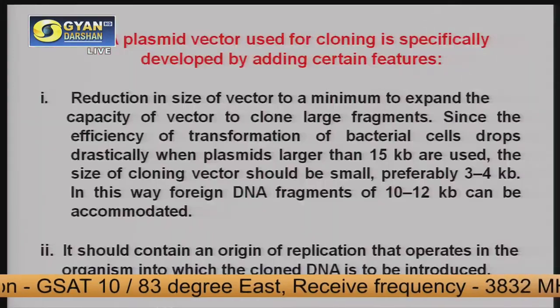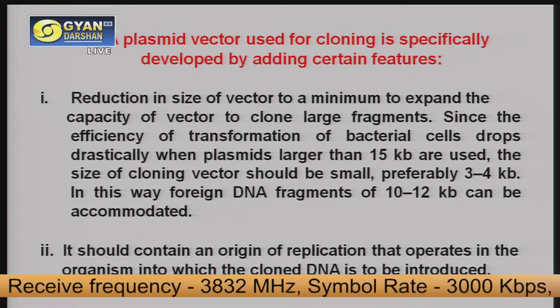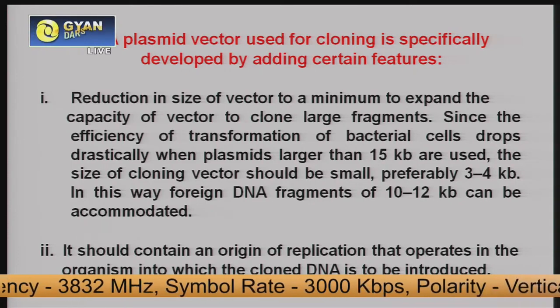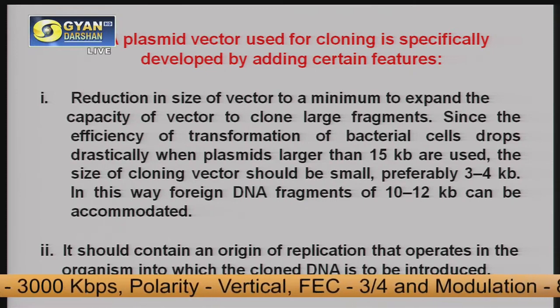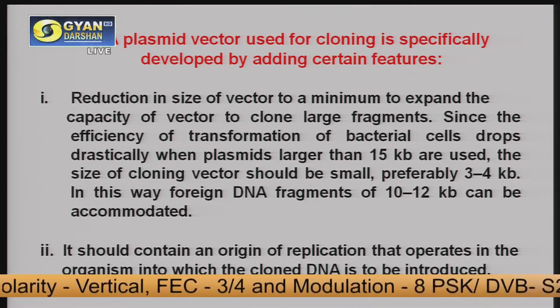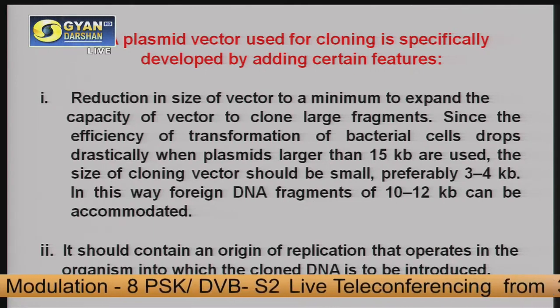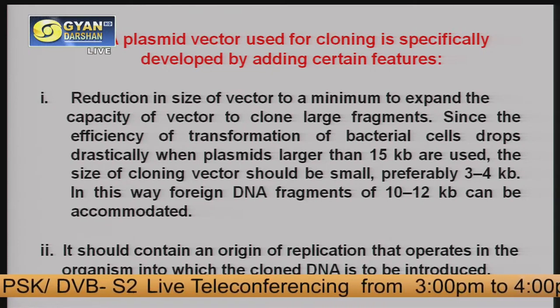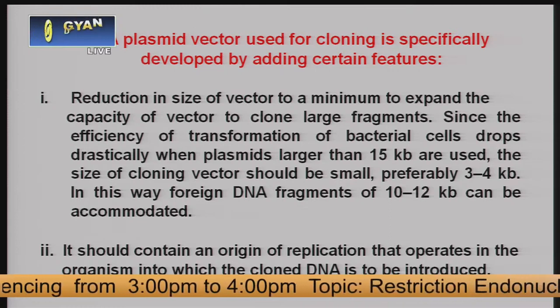Now, the properties of a plasmid vector. So, in order to undergo the cloning process, number one, reduction in size of the vector to a minimum. As I told you, don't go for plasmids which are very large in size. Usually larger than 15 kilobase pairs is very difficult to manage. So usually keep it restricted. And mostly the cloning vectors that we use are in the 3 to 4 kilobase pair range. In any case, you can go up to 10 to 12 kilobase pairs, but try not to exceed beyond that limit.